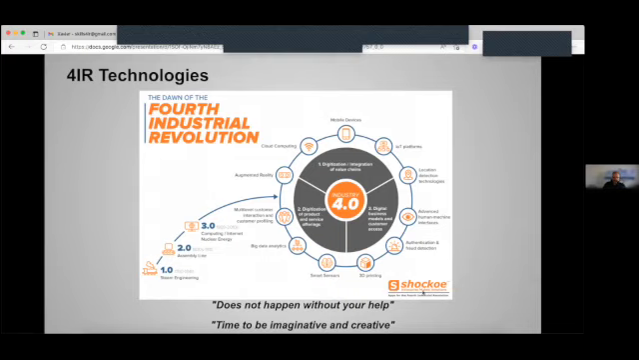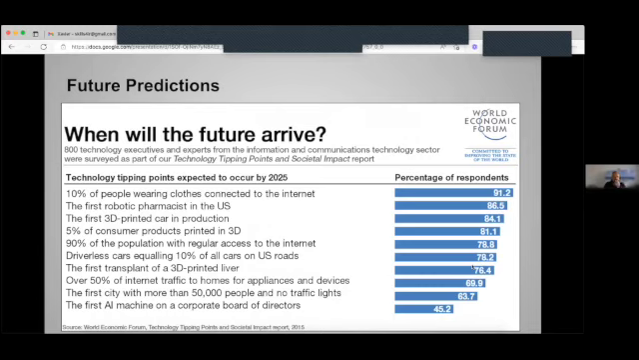And then again, as you see at the bottom here, what we're talking about does not happen without your help. And again, I encourage you, the time is now to be imaginative and creative. Okay, so let's look at a few future predictions around 4IR. And keep in mind, these predictions were made in 2015. So that's 7 years ago. And the predictions were aimed at what they call technology tipping points, expected to occur in 2025, which is 3 years from now. It's actually quite frightening if you think about it.